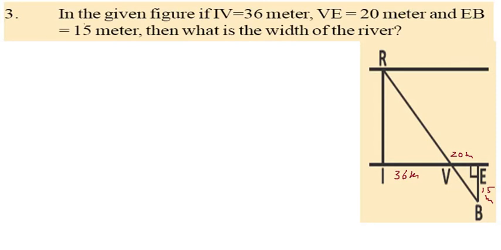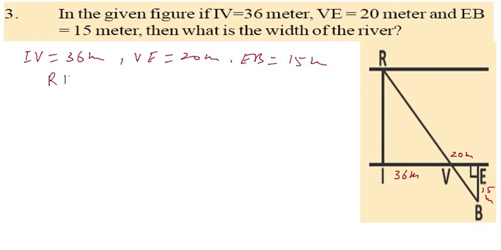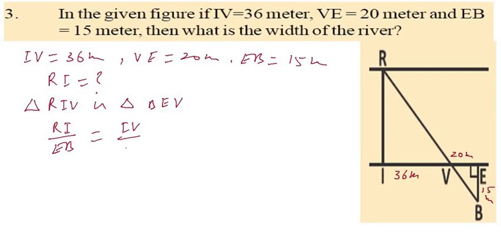Question number 3. In the given figure, IV is equal to 36 meters, VE is given as 20 meters, and EB is given as 15 meters. What is the value of RI? That is the RI, so we can find the RI with the question mark. But you can say triangle RIB is similar to triangle VEB. So you can put the ratio: RI upon EB will be equal to IB upon VE.